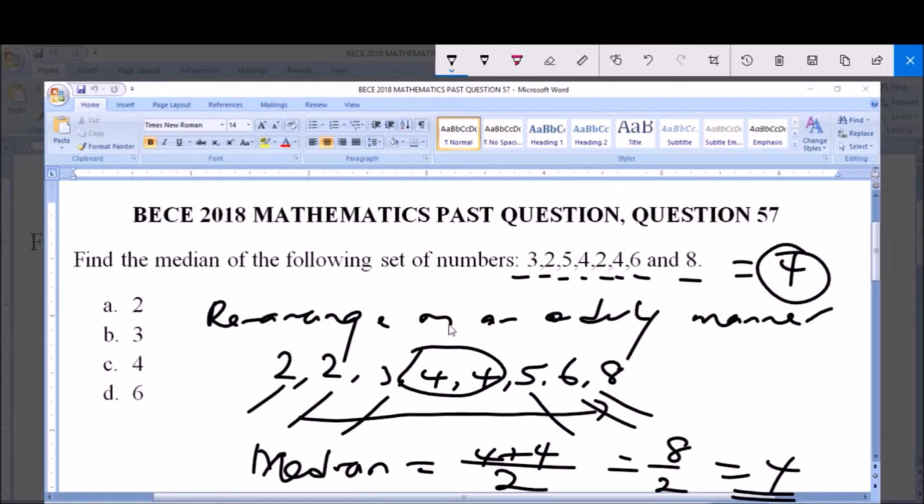From the options here, option A says 2, which is wrong, B says 3, which is wrong, and C says 4, which is correct, and D says 6, which is wrong. So our final answer to this question, and the correct answer, is 4, C.